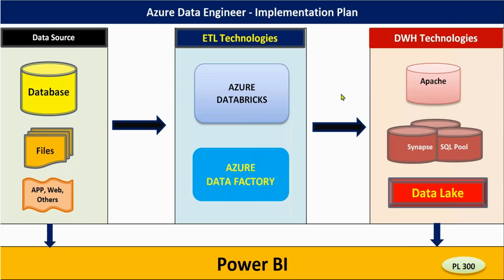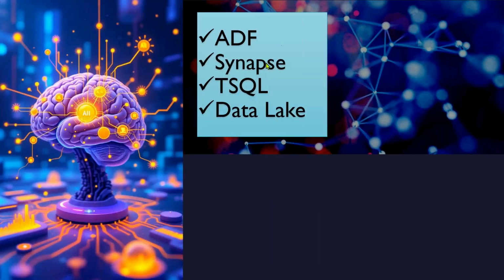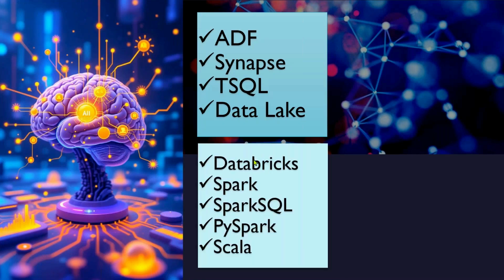Apache Spark, Azure Synapse, Azure Data Lake, ADLS we call, that is warehouse. These are the 5 primary concepts we need to learn. Additionally, we have a few helping objects as well. So ADF, Synapse SQL with Data Lake, Databricks, Spark, Spark SQL, PySpark and Scala.